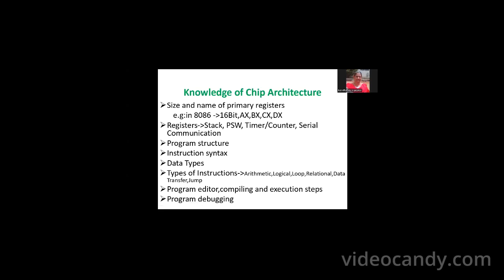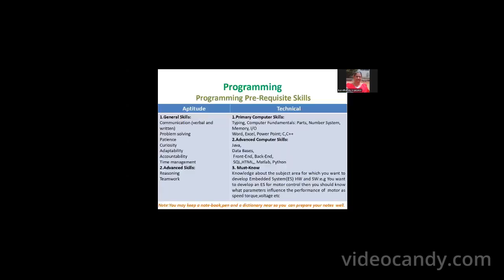Now, before we start learning the programming concepts, we need to have certain information about the programming prerequisite skills we need. To learn any subject, we need to have some inbuilt skills. Let us see what are the various skills required to learn programming. The programming skills are aptitude and technical. As regards aptitude, we have general skills and advanced skills. Now, what are the general skills? You need to have communication skills, both verbal and written.